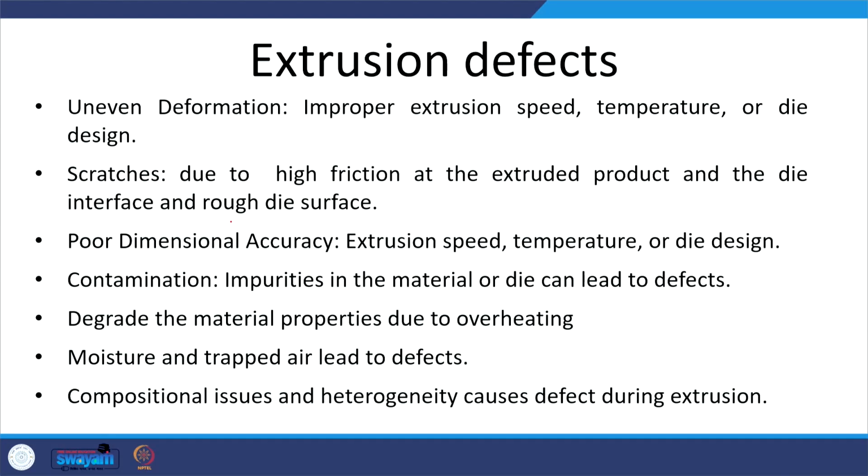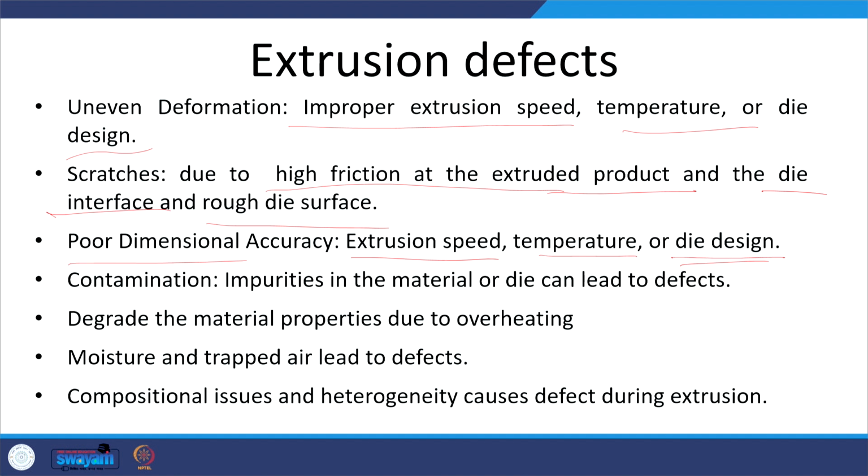Uneven deformation is another kind of defect observed in extruded products, and this is caused by improper extrusion, improper temperature or improper die design. Scratches occur due to high friction between the die and the extruded material, or the rough die surface itself. Poor dimensional accuracy or very high tolerance is observed when the extrusion speed is high, temperature is not controlled properly, or the die design is poor.